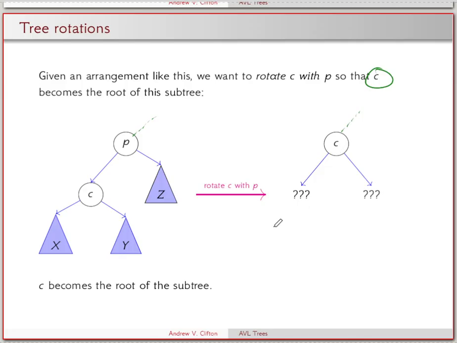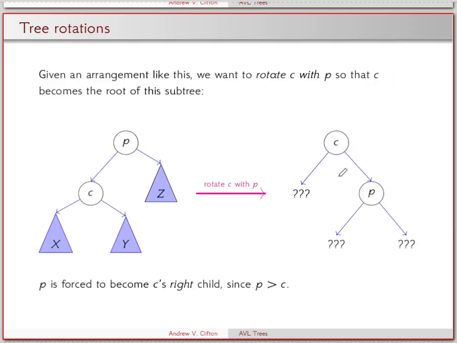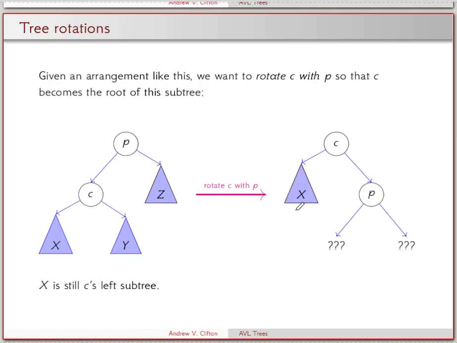So based on that, where should the other stuff go? Well, P, remember what do we know about P? We know that it is greater than C, so therefore P is forced to go down here and become the right child, since P is greater than C. X is all stuff that is less than C, so it still stays over here as C's left subtree.